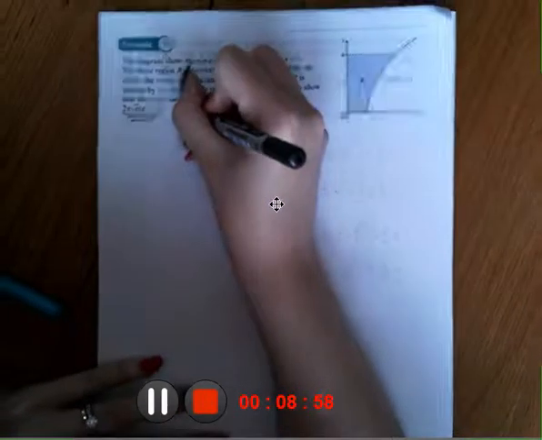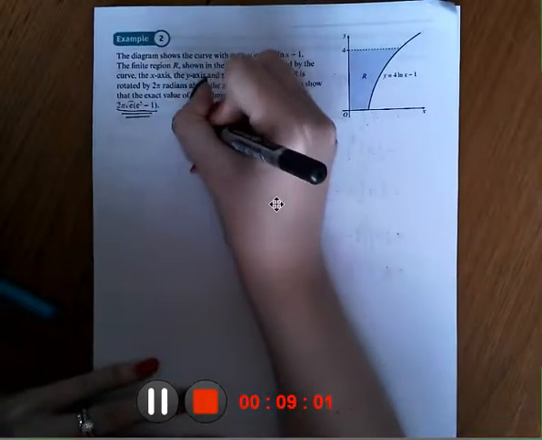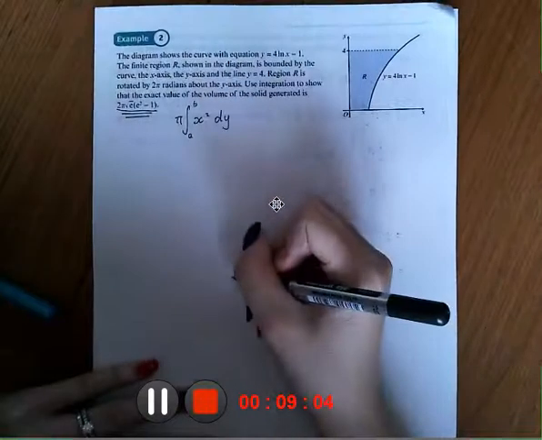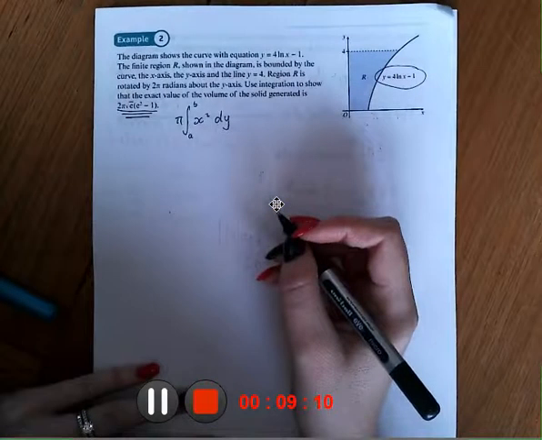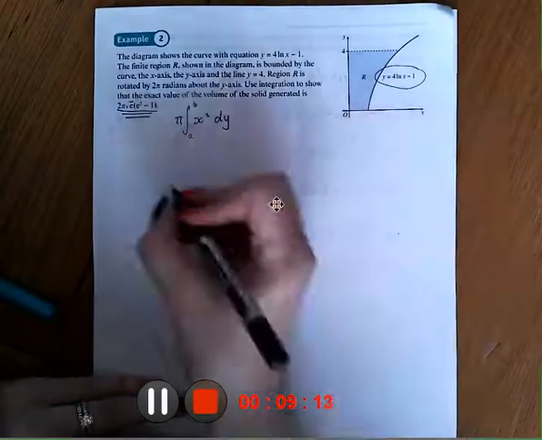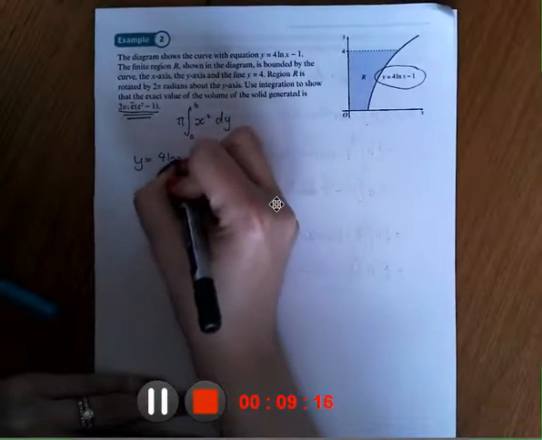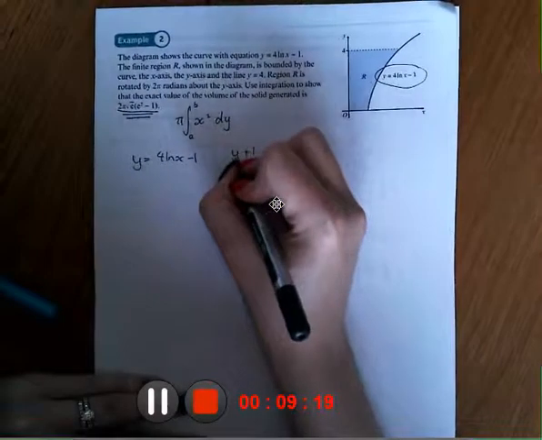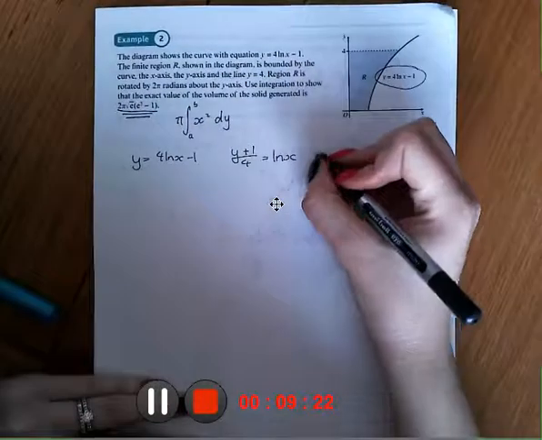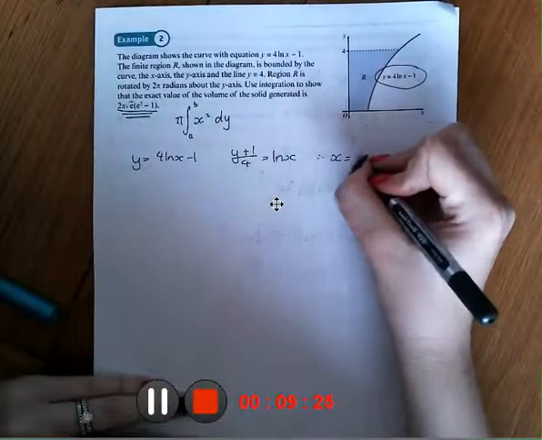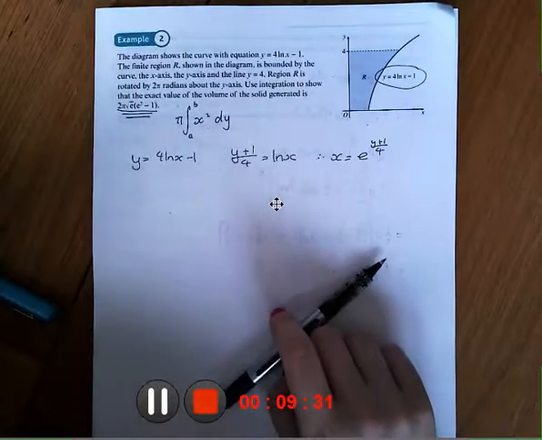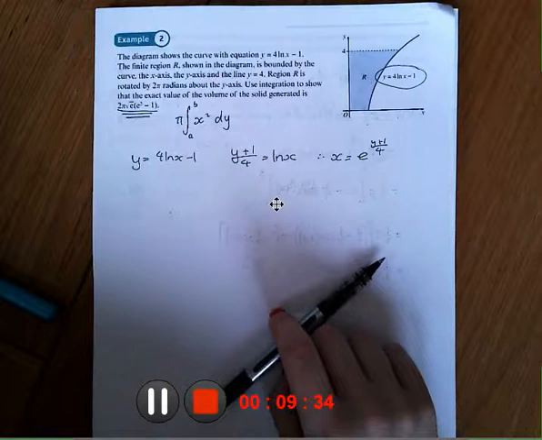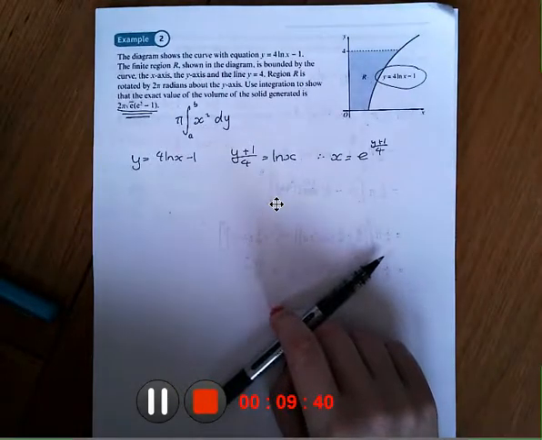Okay, so we know that when we're rotating about the y-axis, it's a function x squared in terms of y. So what we've got here is y equals, we need to make x the subject of the formula, so that's the first thing that we're going to do. So y equals 4 ln x minus 1. Y plus 1 over 4 is equal to ln x. So therefore x is equal to e to the power of y plus 1 over 4. Now I'm not going to keep it there. I'm going to do a bit more, partially because I need to do x squared, but I'll worry about that in a minute, but partially because I want to make everything as simple as possible.